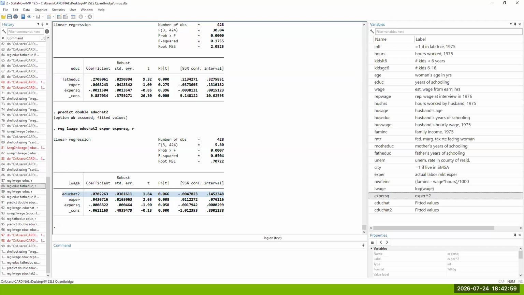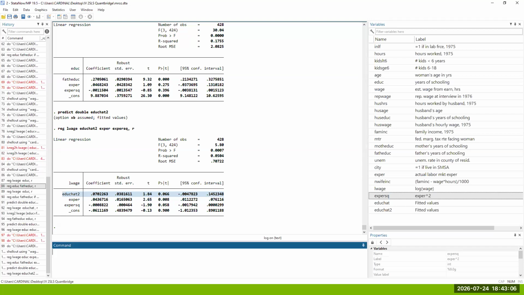Has anyone got a question? Yes, I've got a question. Okay. Could you go over the two criteria that the instrument should meet? Okay, so you mean the relevance and exclusion restriction assumption?